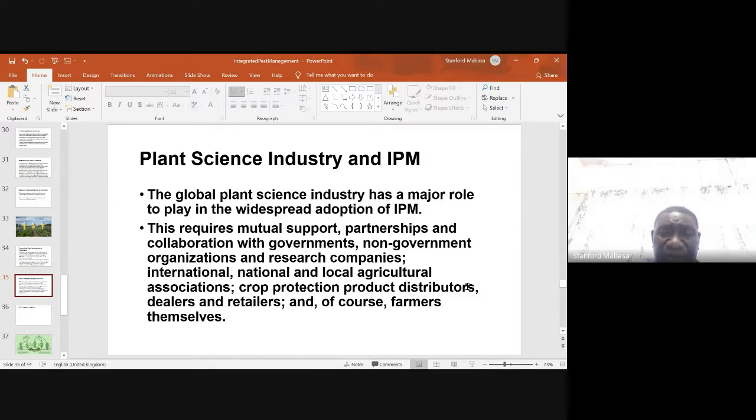This requires mutual support, partnerships, and collaboration with governments, non-governmental organizations, and research companies, international, national, and local agricultural associations, crop protection product distributors, dealers, and retailers, and of course, farmers themselves. So a lot of people are really involved with pest management, especially integrated pest management. It will involve a lot of organizations.